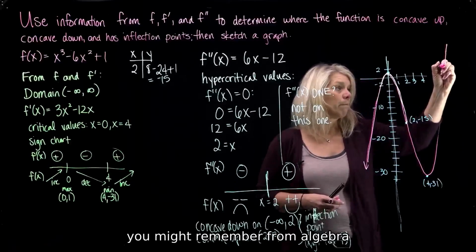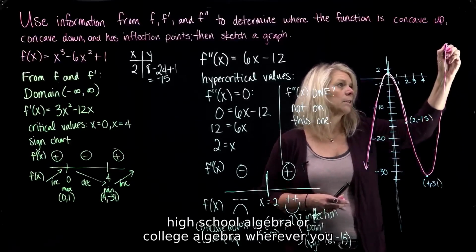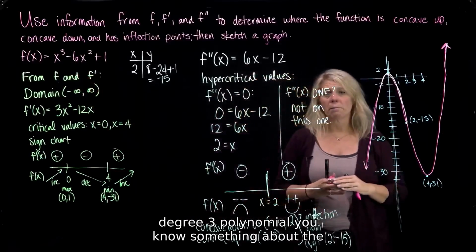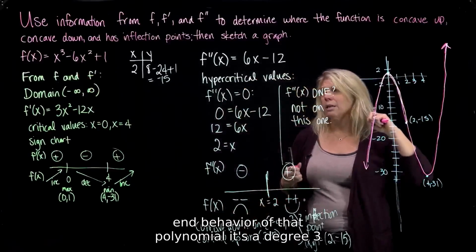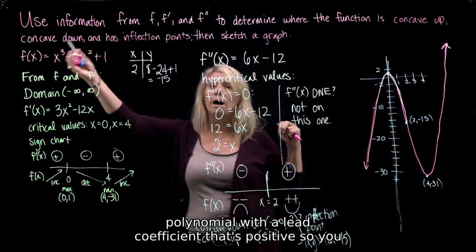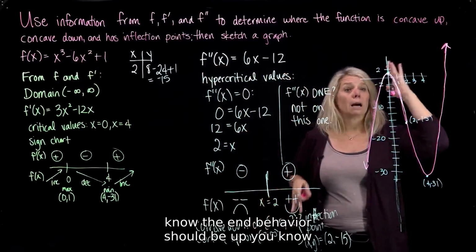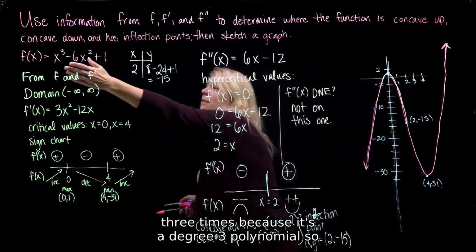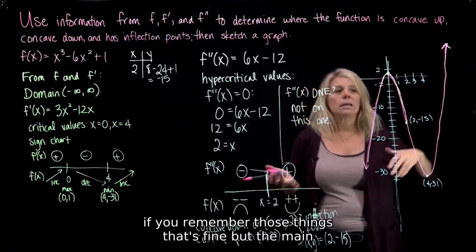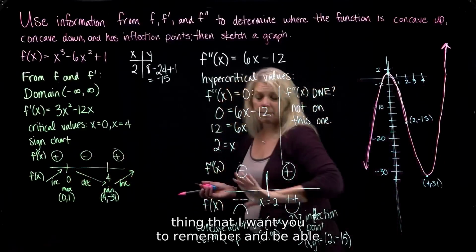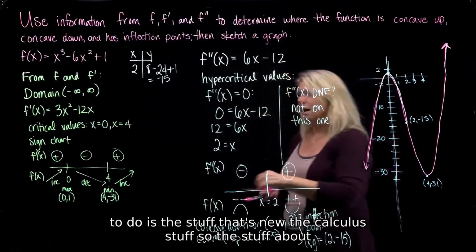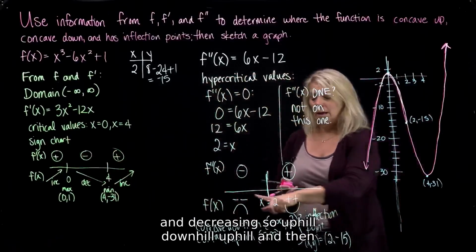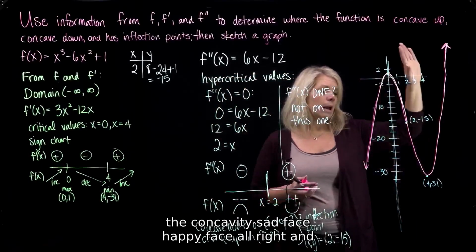Other things that you might remember from algebra, high school algebra or college algebra, wherever you took that algebra, is that because this is a degree 3 polynomial, you know something about the end behavior of that polynomial. It's a degree 3 polynomial with a lead coefficient that's positive. So you know the end behavior should be up. You know that it should pass through the x-axis at most 3 times because it's a degree 3 polynomial. So if you remember those things, that's fine. But the main thing that I want you to remember and be able to do is the stuff that's new, the calculus stuff. So the stuff about where the function's increasing and decreasing, so uphill, downhill, uphill, and then the concavity, sad face, happy face.